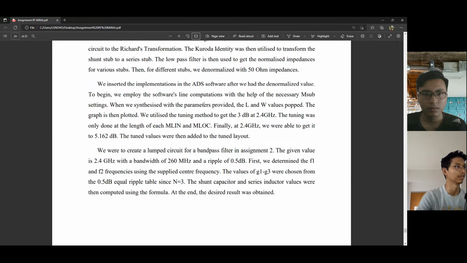We employ the software line computation with the help of the MSUB setting. And then we synthesize with the parameters provided, and get the L and the value of W. The graph is then plotted, and then we use the tuning method to get accurate values. The tuning is only done at the line of each MLIN and MLOC. Finally, we are able to get 5.162 dB at 2.4 GHz.